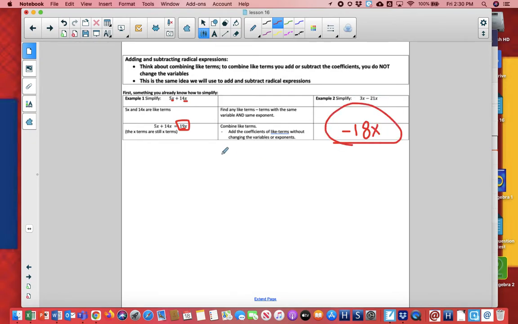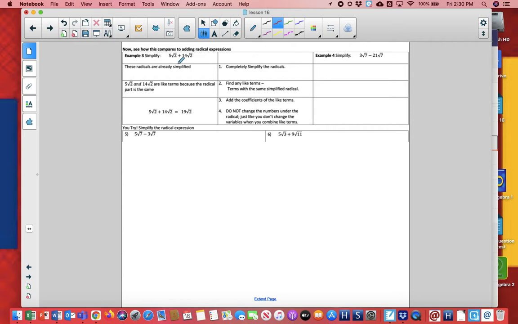Okay? Keep in mind that if we had, say, for instance, 3x plus 2y from pre-algebra, and you were asked to combine like terms there, you couldn't do anything because this has an x variable and this has a y variable. So you just circle that and just say, well, I can't simplify. That's my answer. Okay? So now let's look at it from an algebra 2 perspective.